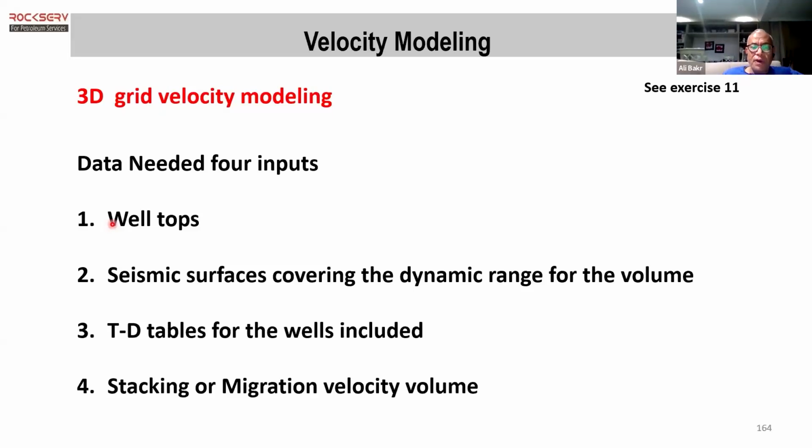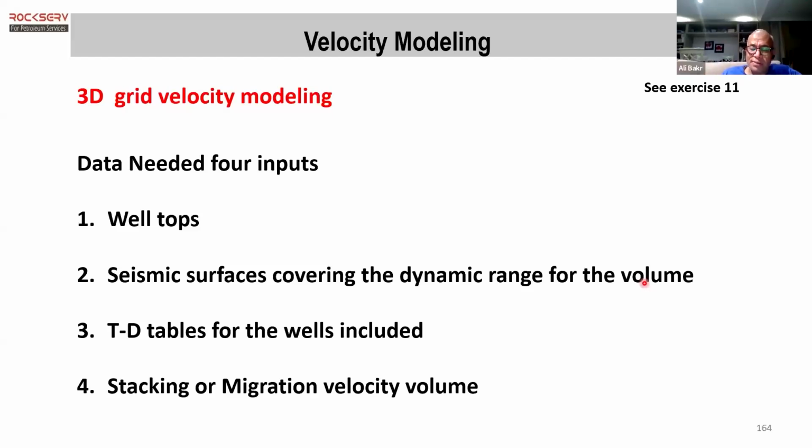Yes, those intervals, we start with them and at the same time we'll end with them. We'll calibrate everything to make sure that my horizon will tie them correctly. The second thing is the seismic surfaces covering the dynamic range of the volume. If I have a 3D volume, and in this 3D volume I have 7 layers, those 7 layers I have been mapping through my seismic. I'm going to use those layers, and actually they're going to give me the behavior of my layer in between the wells.